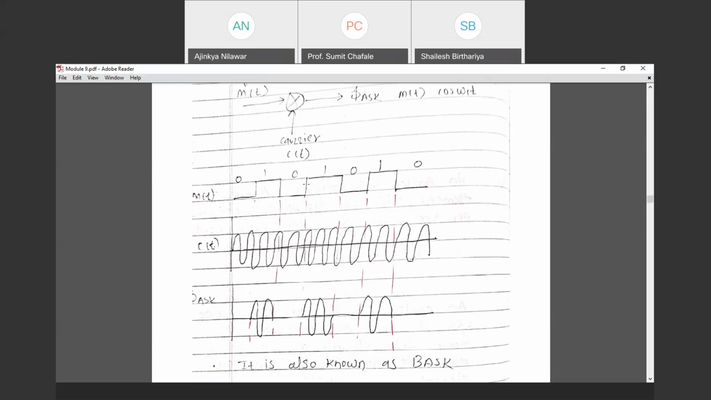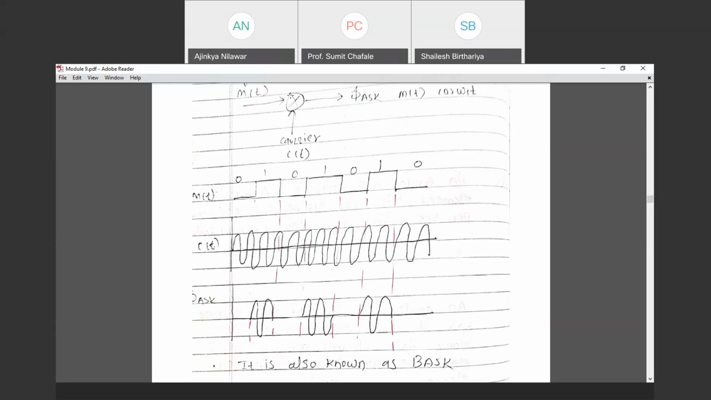It's very simple, right? Consider each sample. So this is the sample for 0, this is the sample for 1, again 0, again 1. The ASK concept says that whenever the input data is 1, send the carrier information. If the input data is 0, do not send the information. So what can we do? We can just add a multiplier here.